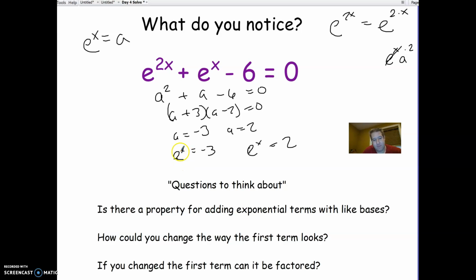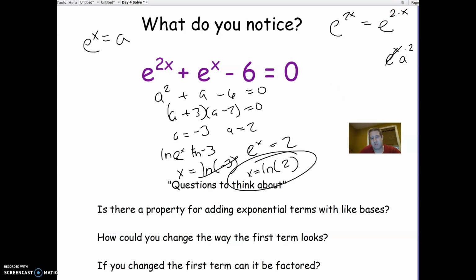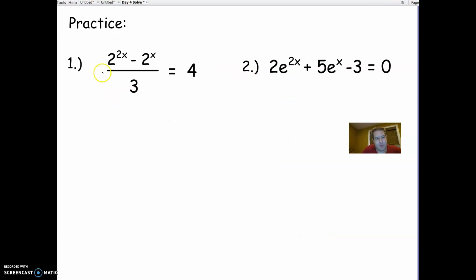And the inverse of e to the x will be natural log of both sides. So x can be natural log of negative 3 or natural log of 2. Now, this doesn't make any sense because you can never have any base raised to any power ever equal a negative. So this is actually extraneous, and this is the real solution. All right, so all these questions are going to do the exact same steps that we've done.